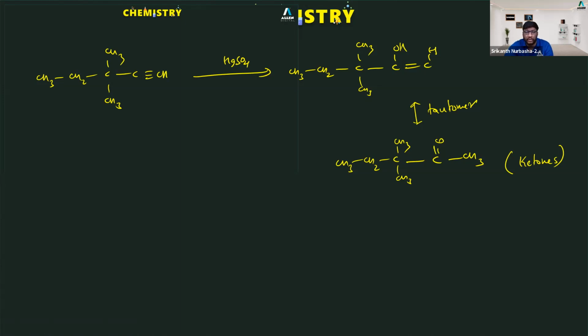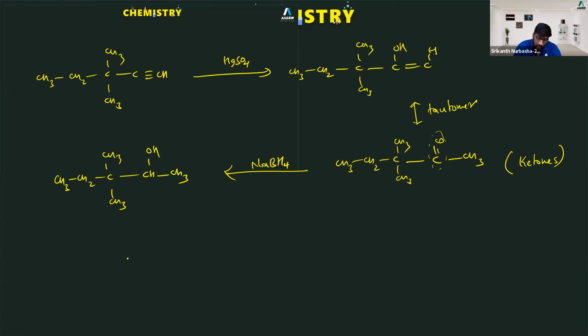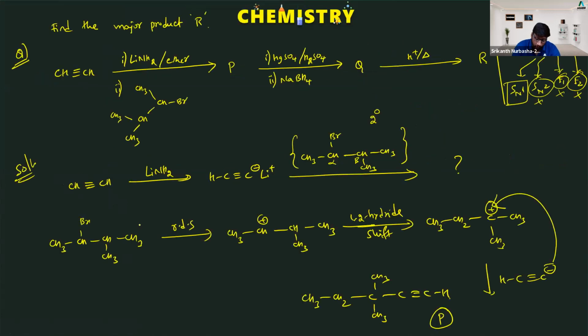That ketone I am now treating with NaBH4. Can NaBH4 reduce ketones or not? NaBH4 will reduce four functional groups: aldehydes, ketones, acid halides, and imines. The respective oxygen containing functional group will be converted to the respective primary alcohol or alcohol group. So C double bond O will be converted to CHOH. You will generate CH3, CH2, CCH3, CCH3, CHOH, CH3. This is nothing but your compound Q.